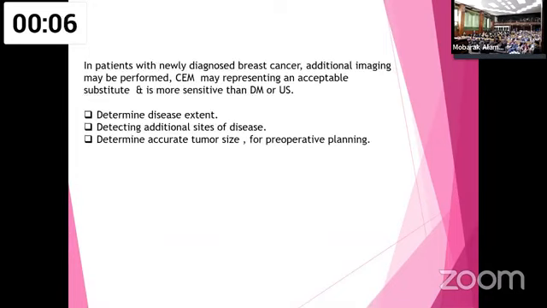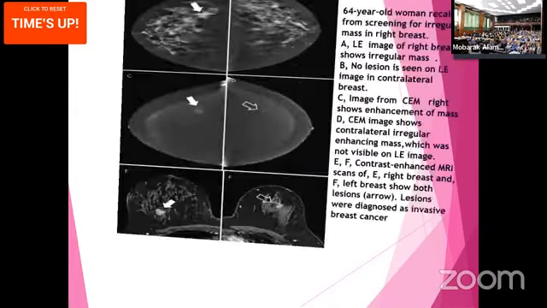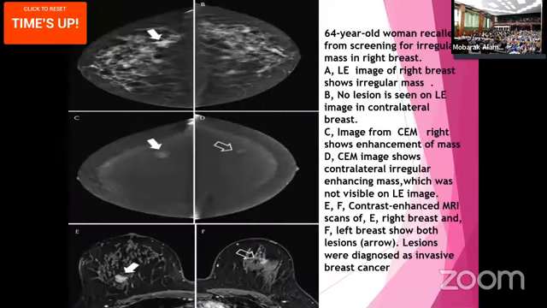As I mentioned, contrast-enhanced mammography can be used in cases of females diagnosed with breast cancer for staging. It determines the extent of the disease, detects any additional site in the same breast or contralateral, and is accurate in determining the size of the tumor. This is a female with a breast mass on the right side. The left breast showed no masses. On the recombined images, there was enhancement of this mass, and surprisingly, there was another mass in the left breast. The patient underwent MRI, and there were masses in both breasts.